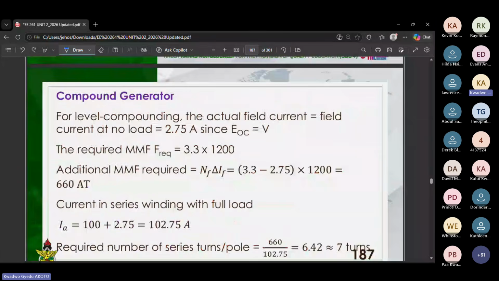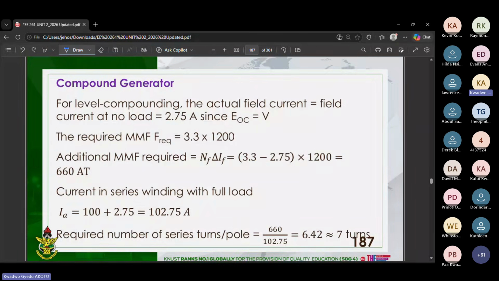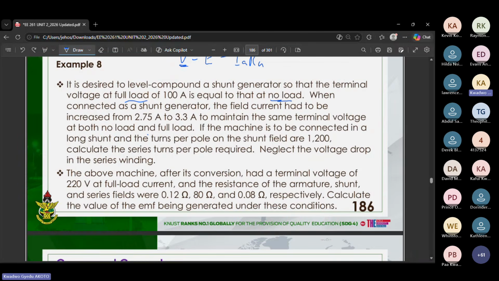Okay, where was I? If the machine is to be connected in long shunt and the number of turns per pole on the shunt field are 1,200. So we have 1,200 turns. Calculate the series turns per pole required and neglect voltage drop in the series winding. Okay, so let's tackle the first part of the question first, right?